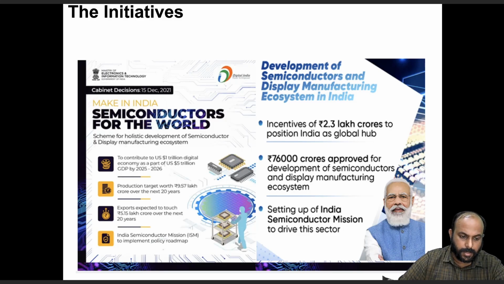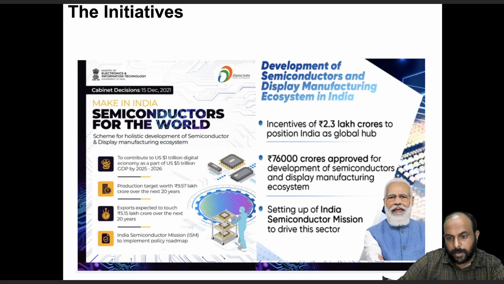The India Semiconductor Mission is approved to implement the policy roadmap for development of semiconductor products in India. Also, by this, the government is aiming to touch an export share of 5.15 lakh crore over the next 20 years, with a production target of roughly 9.5 lakh crore over the next 20 years. And the whole aim is to be part of the USD 5 trillion GDP by 2025-2026.